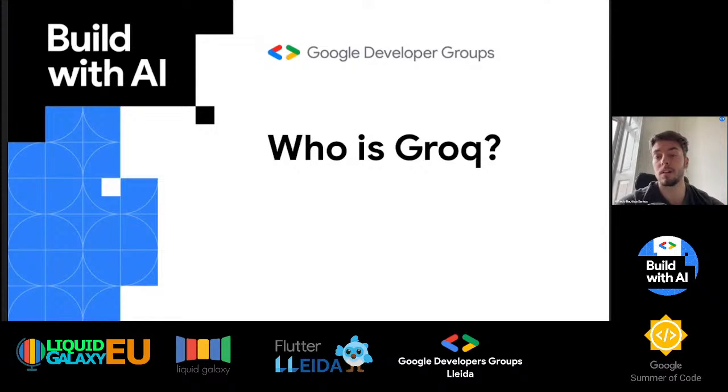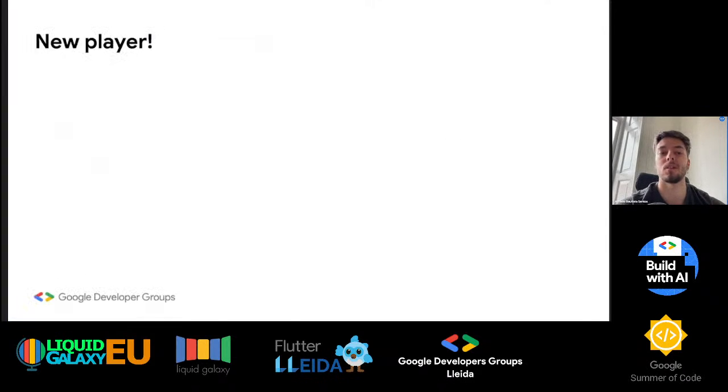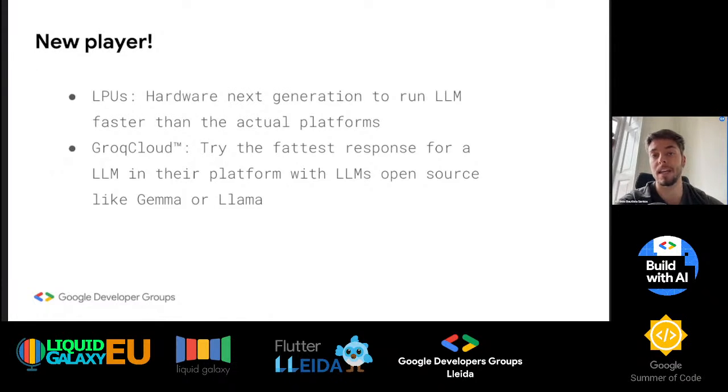Groq. Who is Groq? Groq is not an LLM. Groq is a company that is very innovative in the LPU, the hardware of next generation, as they said, to run LLMs faster than the current platforms, for example the NVIDIA ones or the Tensor TPU from Google. And they have a service called Groq Cloud, where you can run your LLM for free. They have a free tier, so you can try Gemma on this platform.